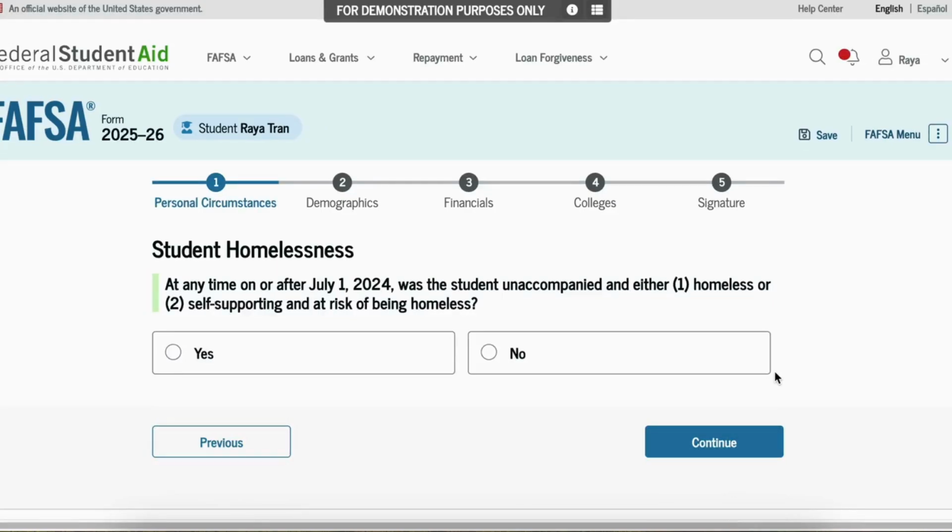So if there's been any time on or after July 1st, 2024 that you were either homeless or self-supporting and at risk of being homeless, you will say yes. This also makes you an independent student. But if you do say yes to this question, you have to provide a form from our district homeless liaison to verify that this is true. So that letter then gets sent to the college. So for the purposes of this, I'm going to click No.